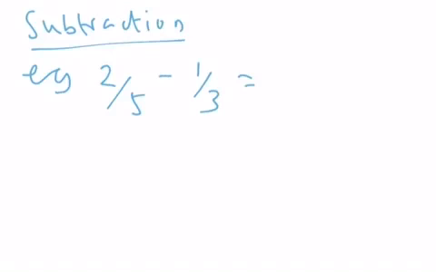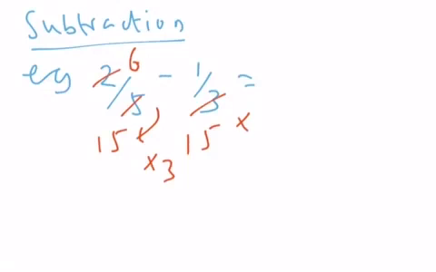Now, here again, in the denominator, we've got a 5 and a 3. We need a common denominator. So what do 5 and 3 both go into? The smallest number that they both go into is 15. So, how do I get from 5 to 15? I times by 3. So I've got to do the same thing to the top. 3 times 2 is 6. How do I get from the 3 to the 15? I times by 5. So do the same thing to the top. So 1 times 5 is 5.